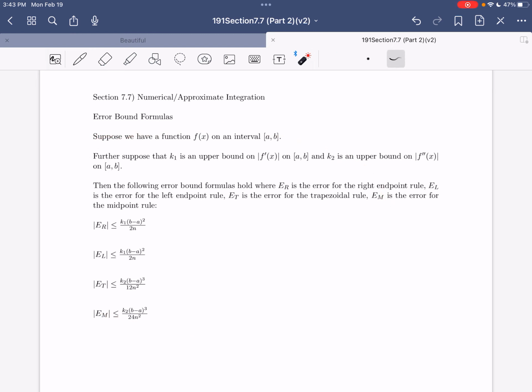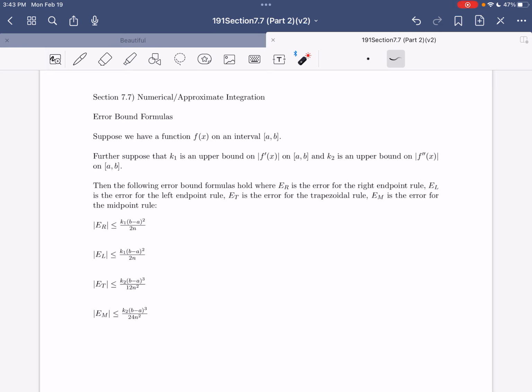So for the purpose of these four formulas, we're going to have one for each of the approximations that we've covered so far. We're going to suppose that we have a function f of x on some interval a to b, right? So that's, of course, going to correspond to the bounds of the definite integral you're working on. Further, we're going to suppose that k1 is an upper bound on the absolute value of the first derivative, and k2 is an upper bound on the absolute value of the second derivative of the function on that interval.